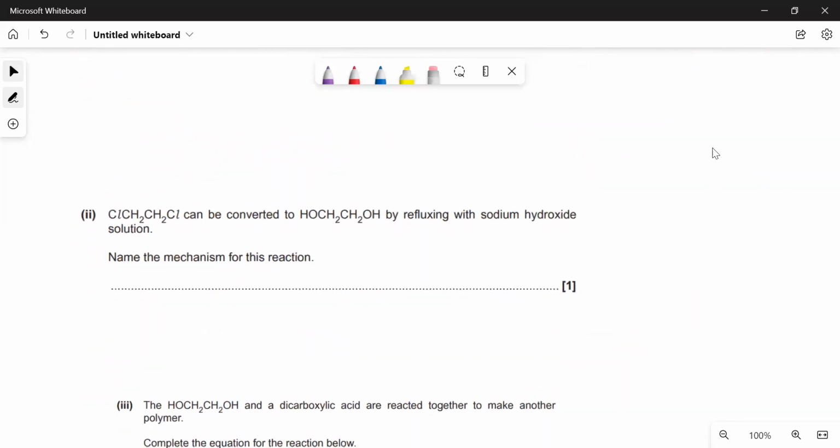The dichloroethane can be converted to the diol. So we are swapping a chlorine atom for an OH group by refluxing with sodium hydroxide. What kind of mechanism? Well, that's nucleophilic substitution, isn't it? You've got the OH minus there, remember, you've got a delta positive on that. That's going to go onto there. So it is nucleophilic substitution.